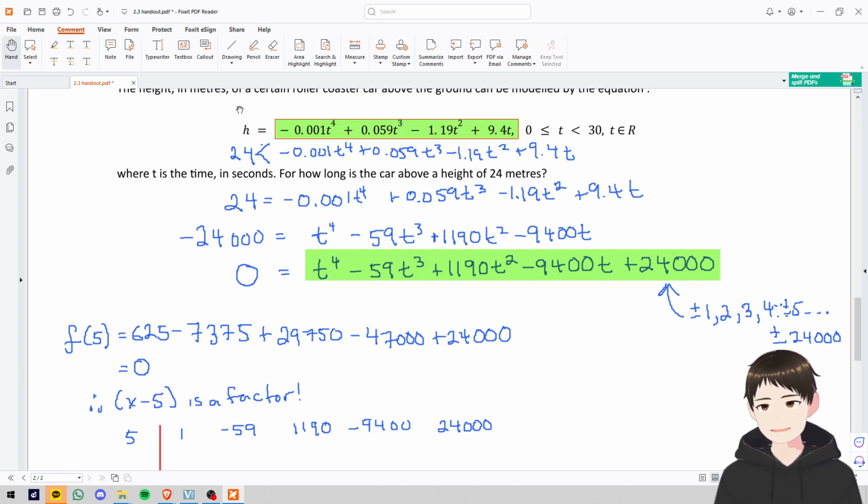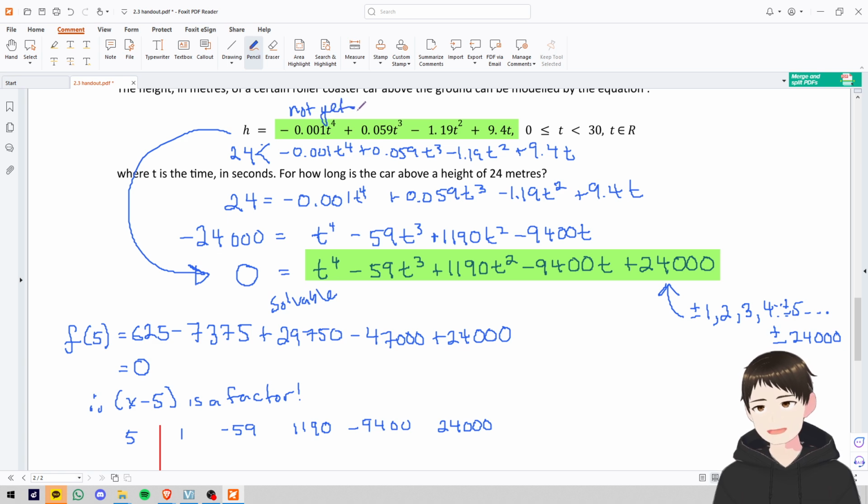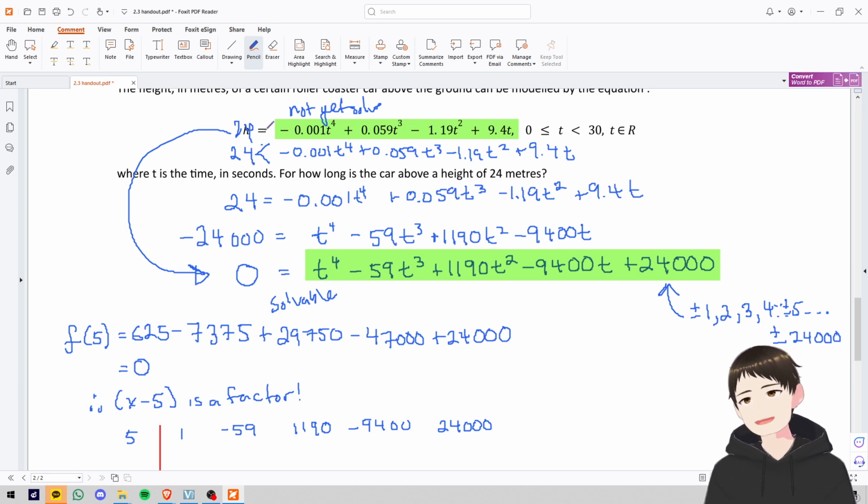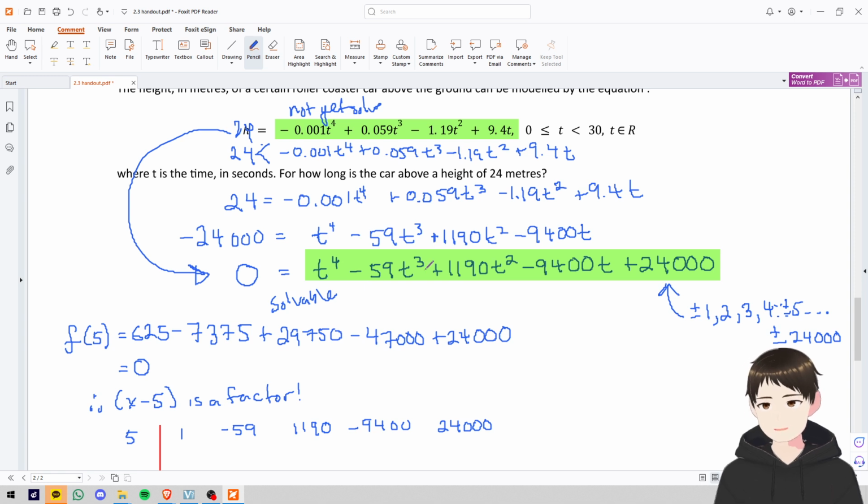However, the reason why we took our original equation and turned it into this is because this is solvable while this is not yet solvable. We can't put a 24 here and figure this out. It's impossible. All of our techniques only work when one side of the equal sign equals 0. That's why we did what we did.